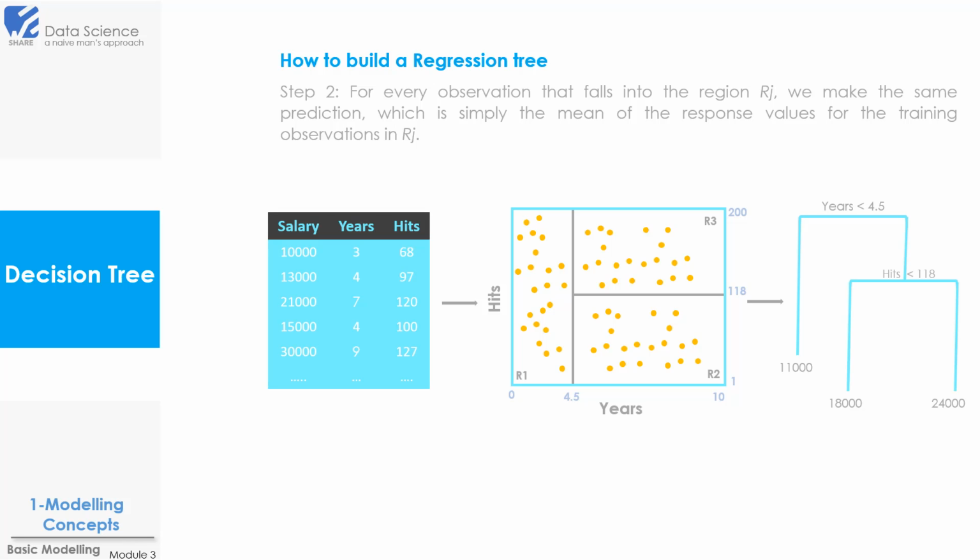The second split is based on the number of hits. Players who have hit less than 118 hits last year will get 18,000 as an average salary, and the players who have hit more than 118 hits will get an average salary of 24,000. Now these salaries are the average salaries of the respective regions, and any value falling in this region will be predicted to have these mean values. So that is how the tree is created, and then we use these trees to make the prediction.